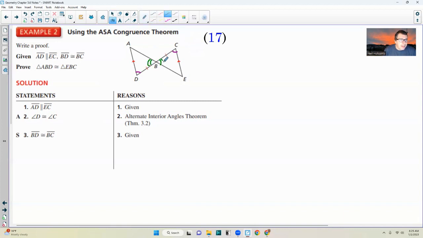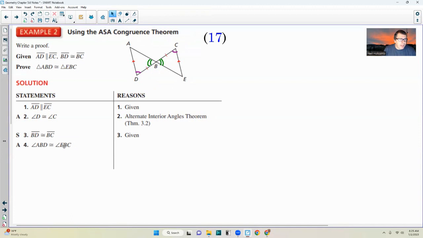This angle here and this angle here are classic vertical angles. When you have two parallel lines and two transversals that cross, you get vertical angles. Okay, so now I'm going to state that. Angle ABD is congruent to angle EBC.